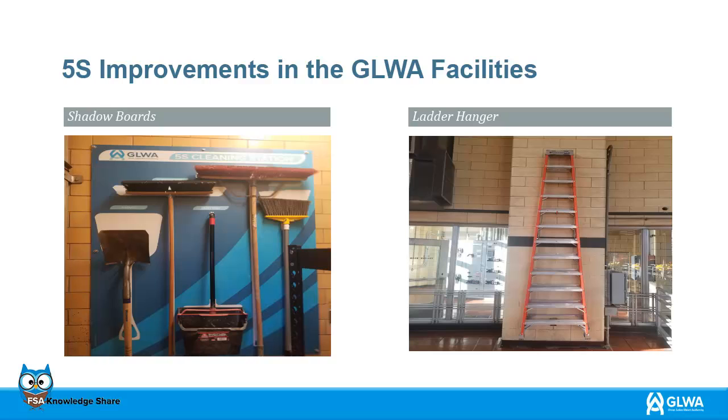Here you can see the shadow board that indicates the tool that belongs there. The shadow helps to show when items are missing and also guides you where to store a particular tool. The ladder hanger provides a way to keep the ladder out of the way of team members and visitors. It's neatly and safely stored and can be retrieved anytime it's needed.